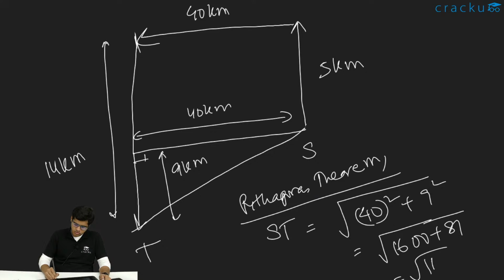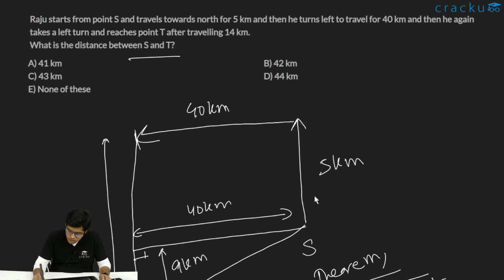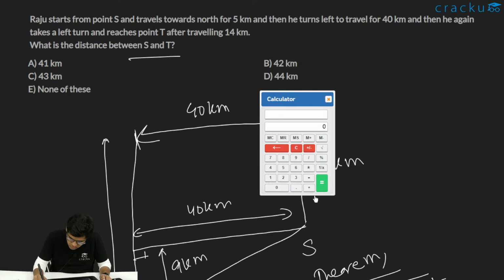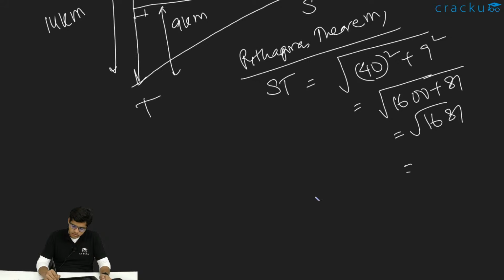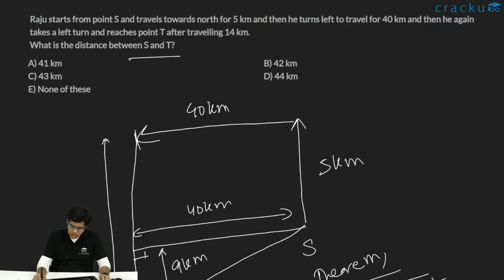root 1681. And root 1681 is actually 41. So this is 41 kilometers. So the correct answer is option A, 41 kilometers. Yeah, A is the right answer. Good, guys. Let's move to the next question. Okay.